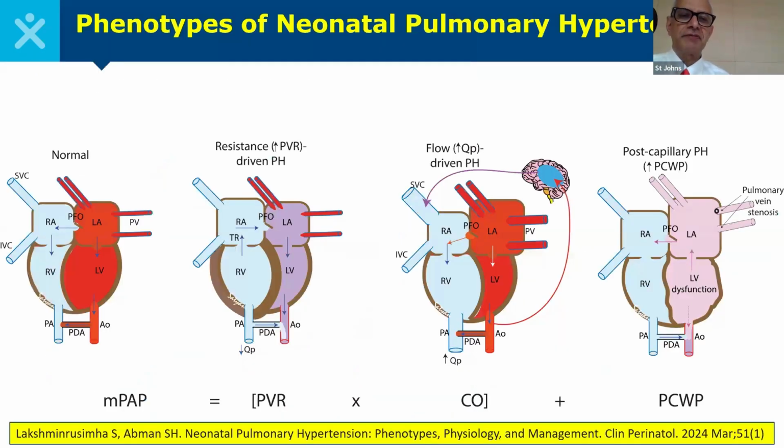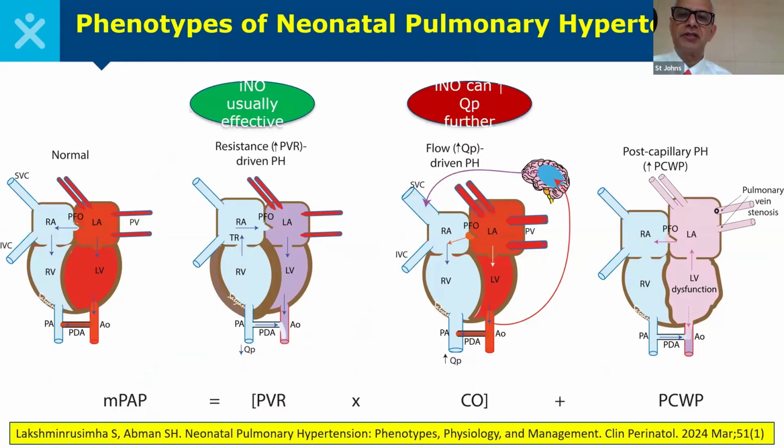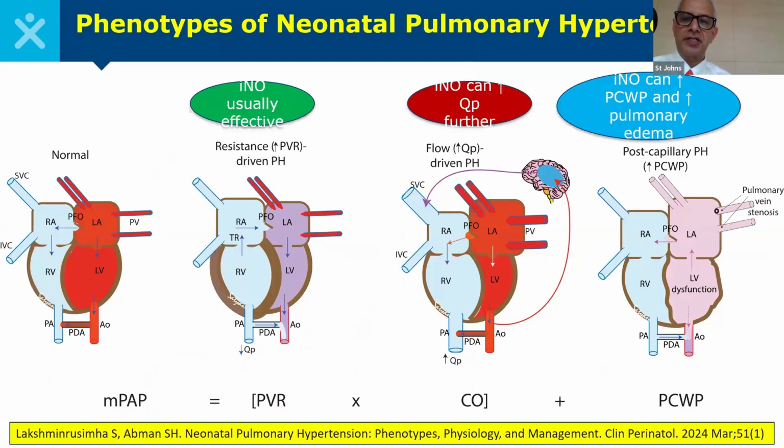So nitric oxide is effective in different types of phenotypes. It's very effective when the pulmonary vascular resistance is high. On the other hand, if you have flow-driven pulmonary hypertension or post-capillary pulmonary hypertension secondary to LV dysfunction, nitric oxide is contraindicated. So it's often better to do a quick bedside echo to see what the lung pathology is and what kind of phenotype the baby has before jumping and starting inhaled nitric oxide in these babies.